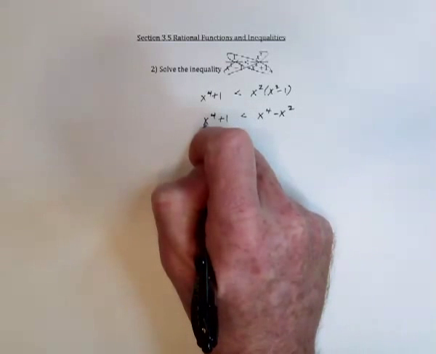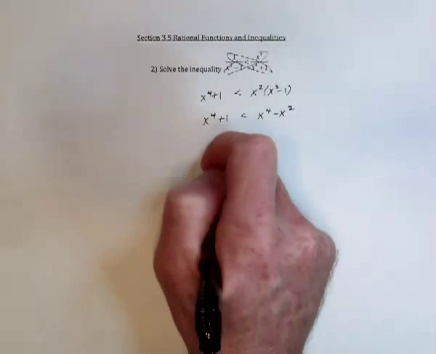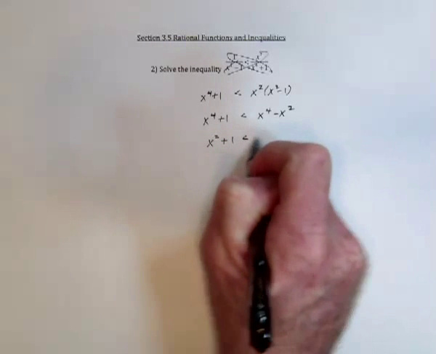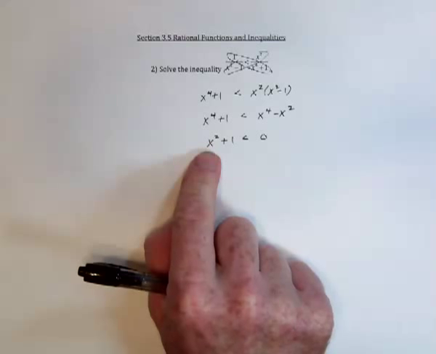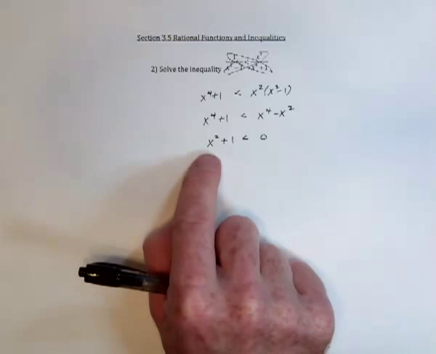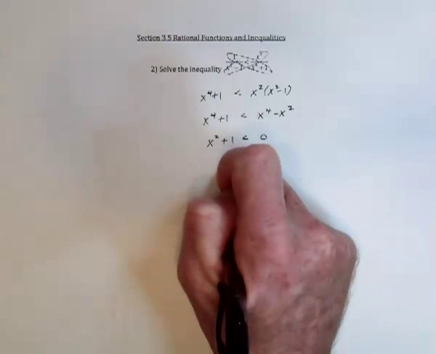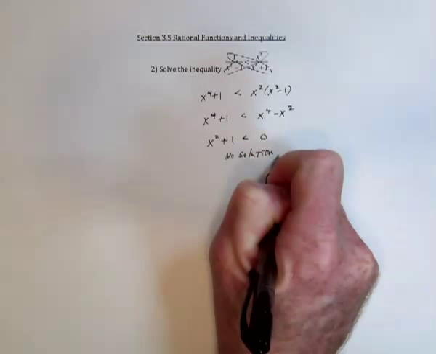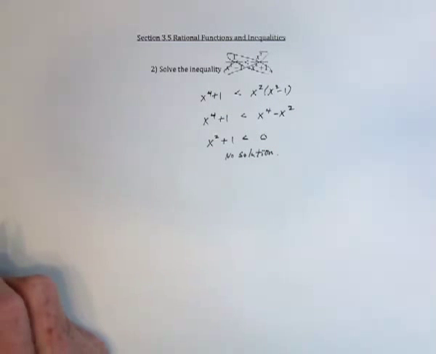The x to the 4 will cancel. The x squared, add it to both sides. And we've got x squared plus 1, negative. Well, I know that a squared number can never be negative, and a plus 1 can never be negative. And so when can the whole expression be negative? Never. So it seems that there's no solution.